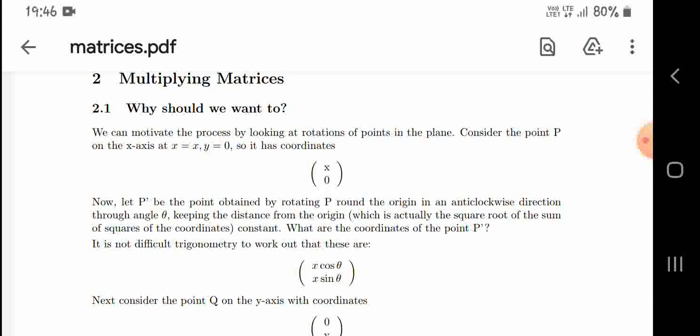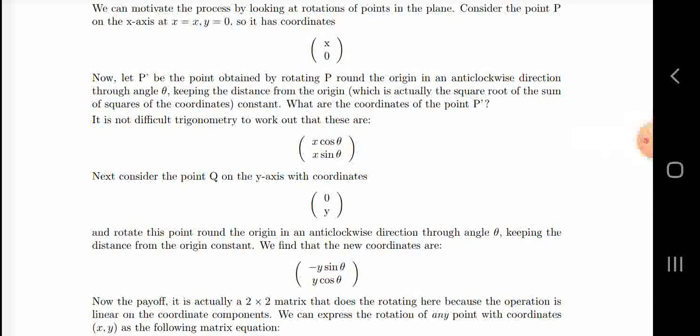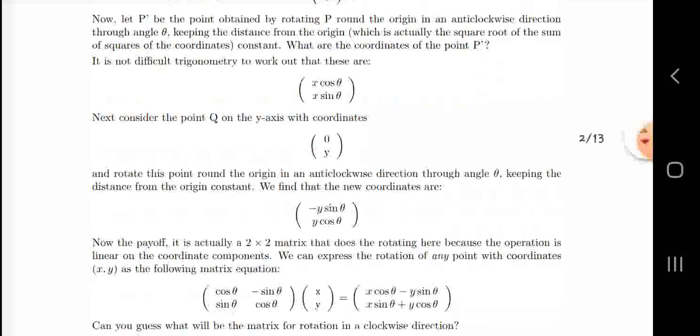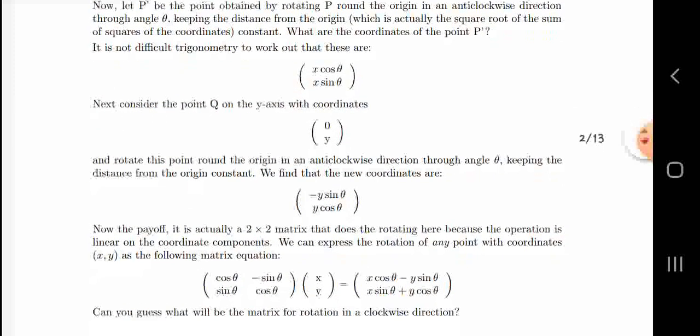It is not difficult in trigonometry to work this out: it will be x cos theta and x sin theta. Next, let us take Q on the y-axis, so it will be (0, y). And if we rotate this again, it will be minus y sin theta and y cos theta.